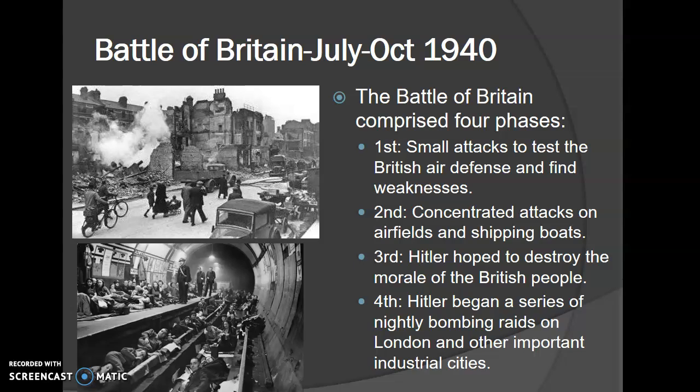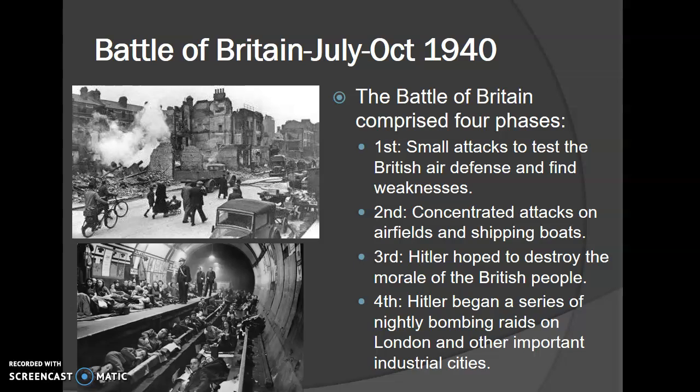First step for Hitler is just small little air raids, try to test their weaknesses, find out what they aren't good at. Radar is just coming into fruition now. The technology is very rudimentary. It's not particularly helpful. All right, and so second phase, now that he knows where the defenses are and what they're good at, he begins to attack airfields and shipping boats. So basically what he's trying to do is cut England off from the world.